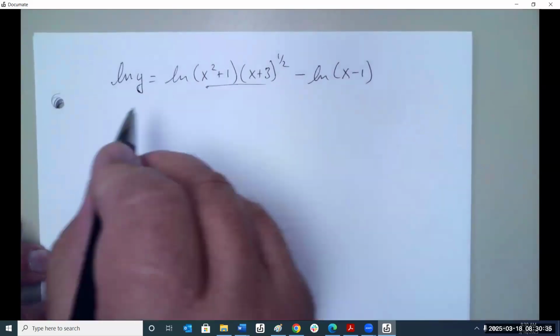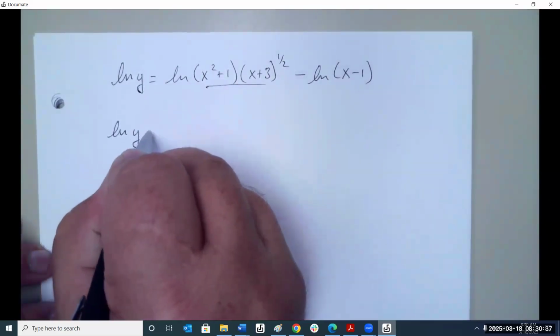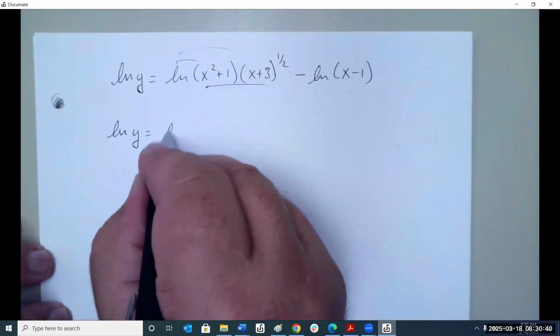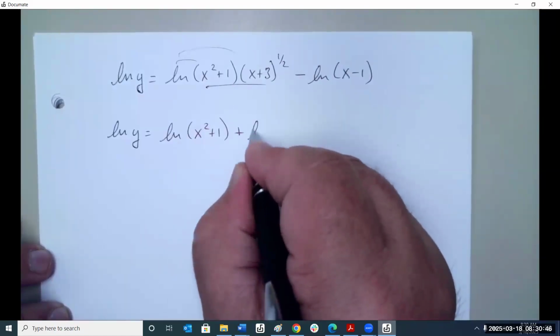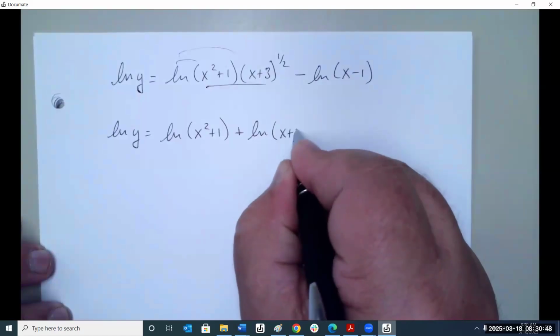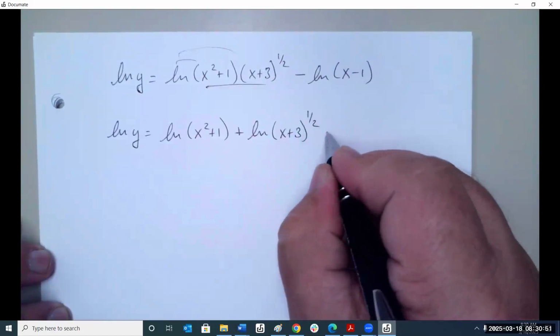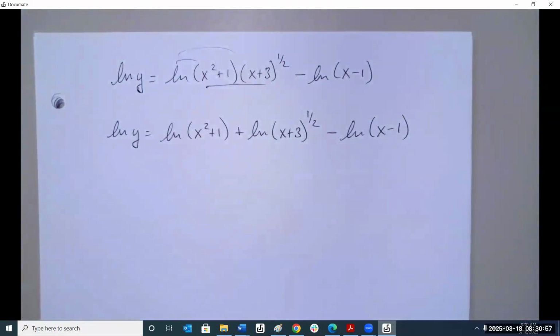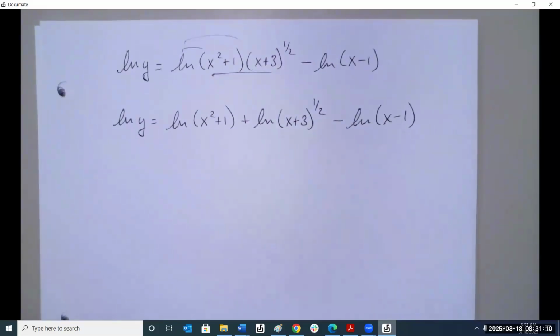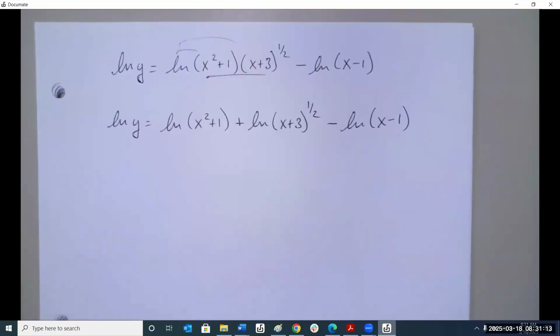Now I have a product here. I can distribute both of those. So I have ln of x squared plus 1, plus ln of x plus 3 to the power 1/2, minus ln of x minus 1. We haven't done anything difficult yet, we're just rewriting it. The reason this is much easier than using the product and quotient rule is that now we just take the derivative of the ln's.